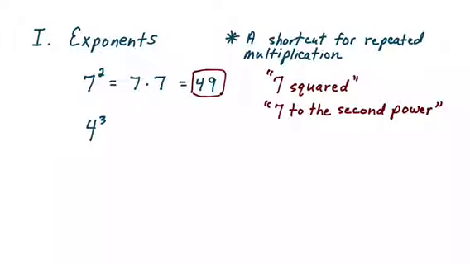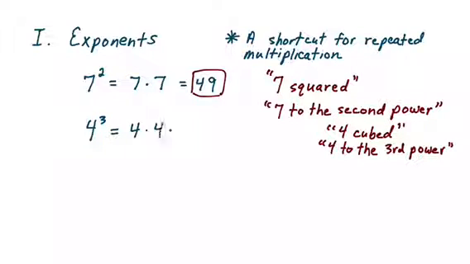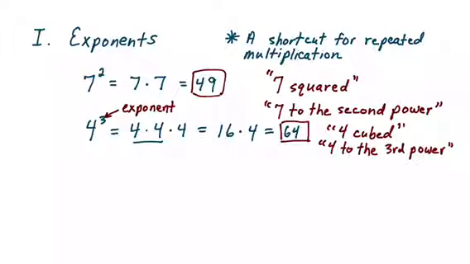Another example would be 4 to the 3rd power, or 4 cubed. So here we're going to multiply 3 4s. So 4 times 4 is 16, times another 4, we're going to get 64. So the 3 here is the exponent, and the 4 is what we call the base. When you're working with exponents, it's important that you know what your base is. You'll see that very shortly.